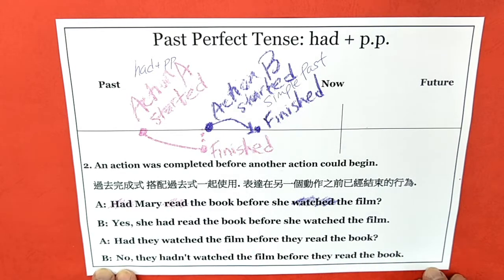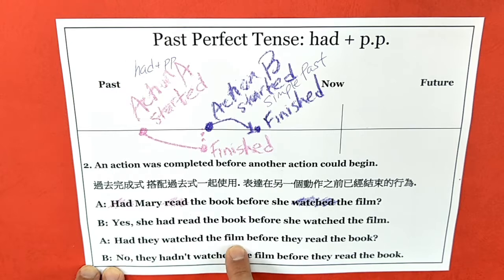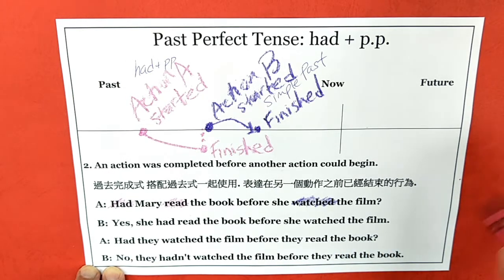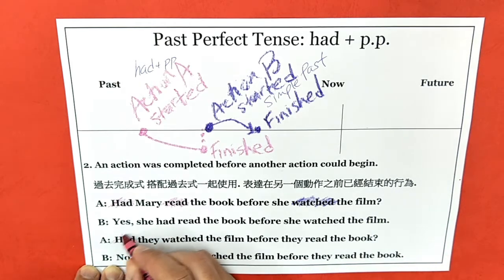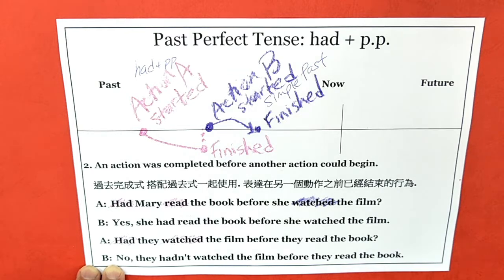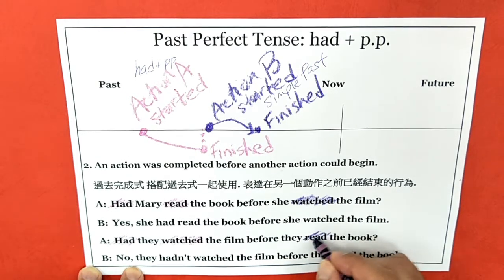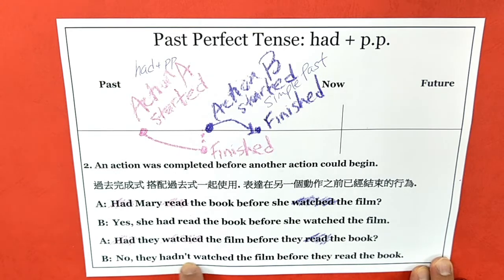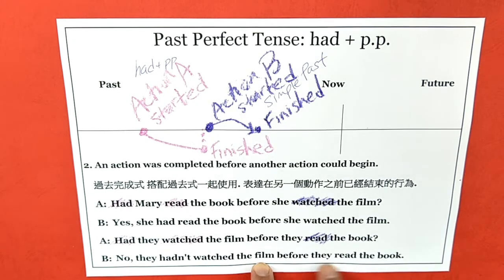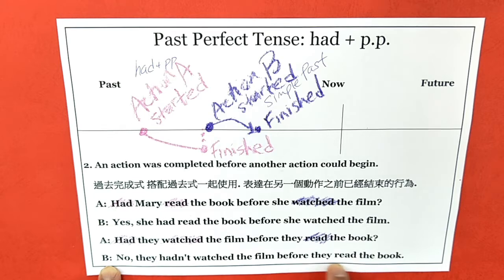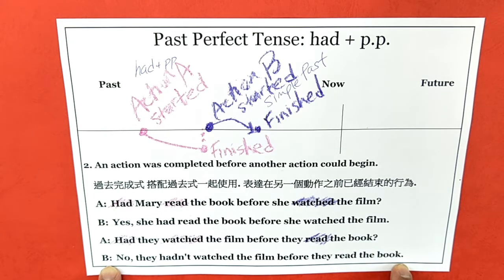Let's do a negative sentence. Had they watched the film before they read the book? Again, here is the first action. Had they watched the film? This is action B, before they read the book. No, they hadn't watched the film before they read the book. That's a negative sentence.